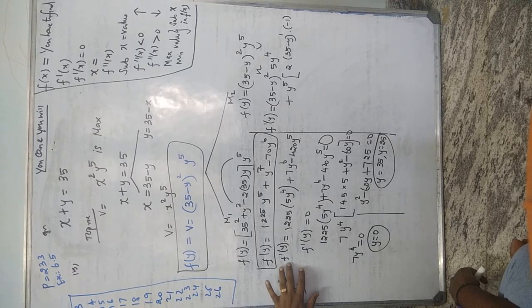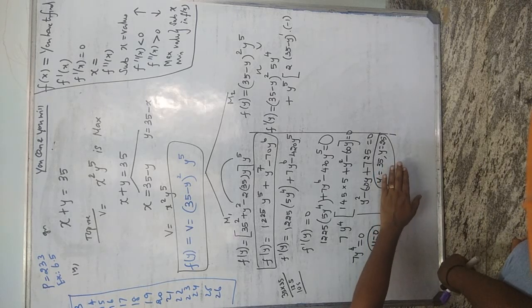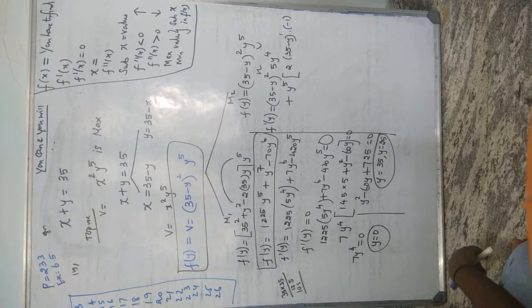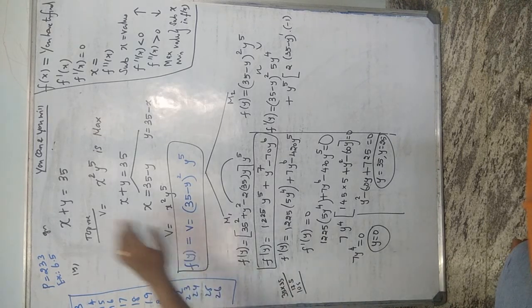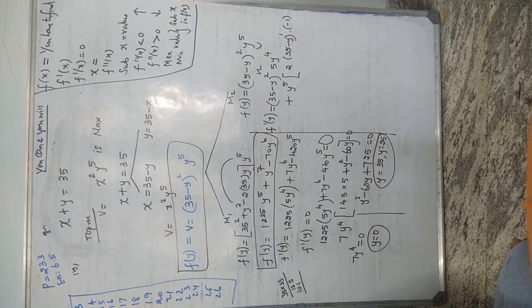If it is less than 0, maximum. If it is greater than 0, minimum. And then substitute y equal to, therefore the two numbers. So you got the y value, substitute in the first one, you will get an x value. So I got the x value: for y equal to 25, x equal to 10; y equal to 35, x value 0; and y equal to 0, I got x value is 35. So this is your answer.